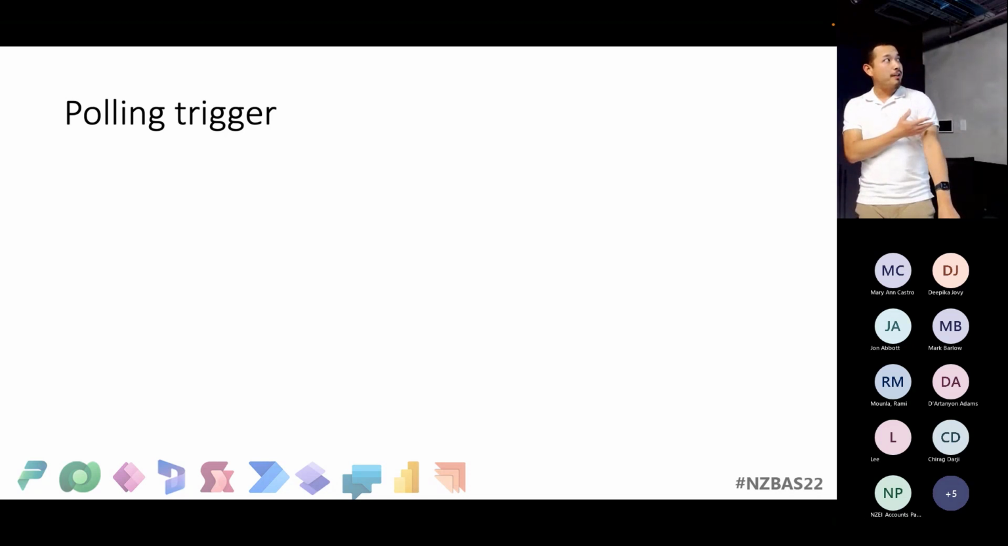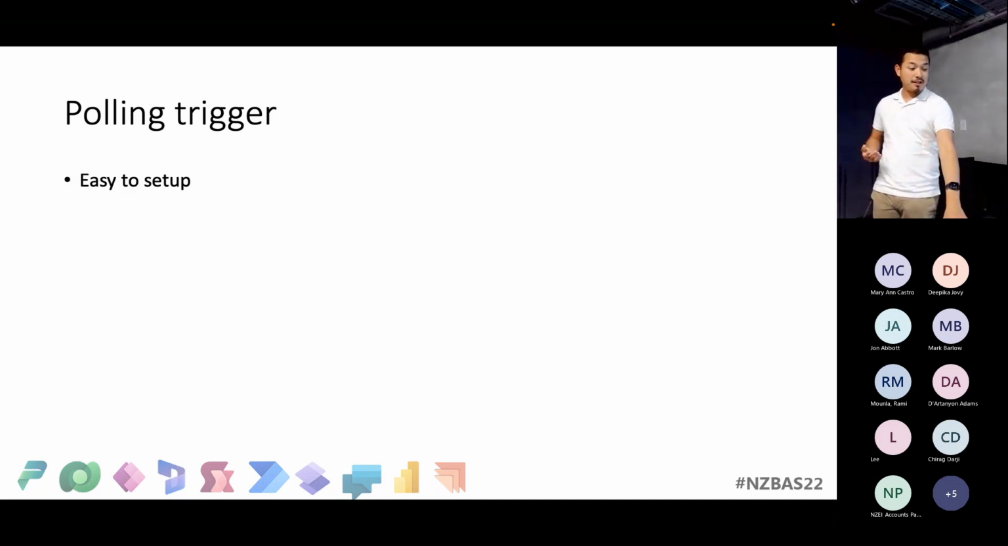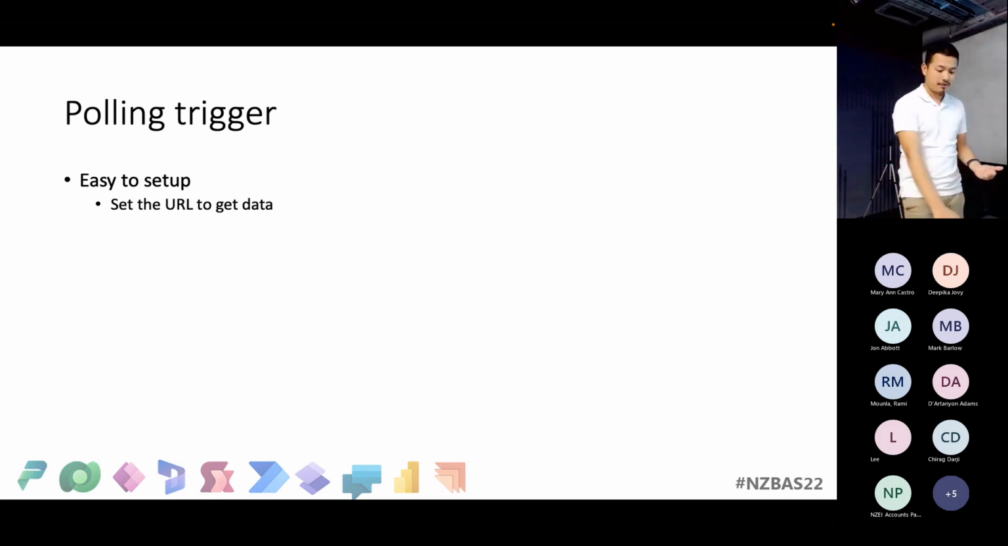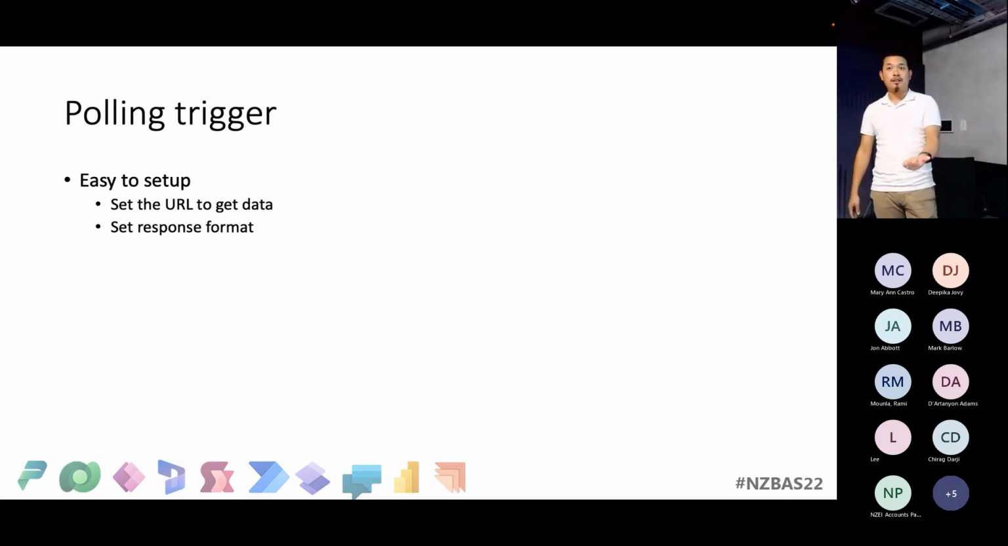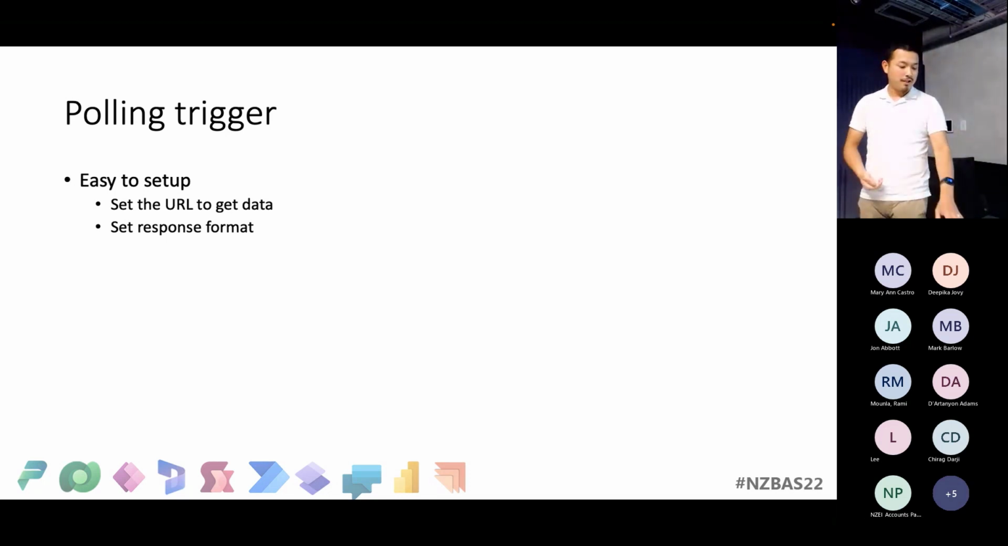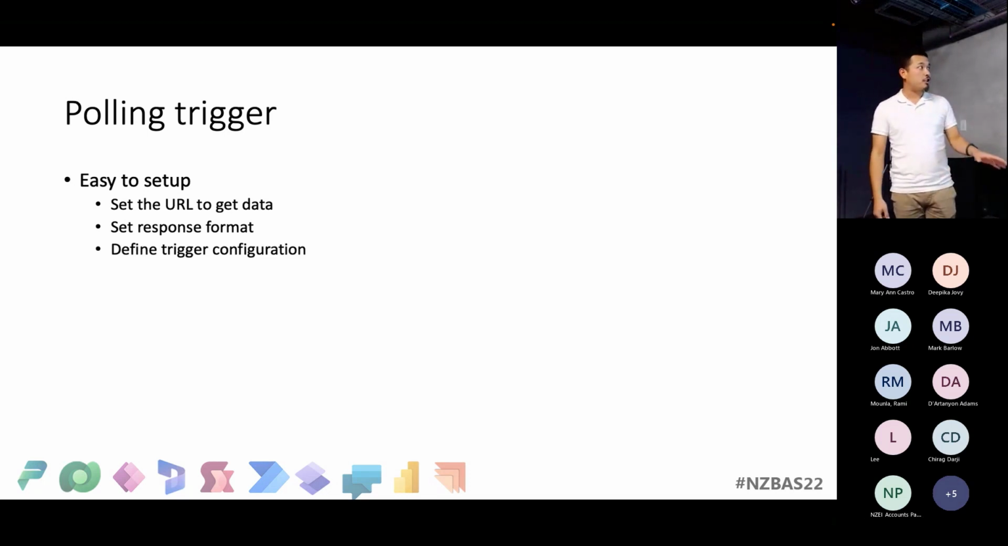So this is where the polling trigger comes in. It's quite easy to set up, and all you need is a URL to get the data, and a response format. If you ask something from the data source, it responds with the data, so we need to know that to sample the data type. We also need to define the trigger configuration. So when do we want to trigger it?